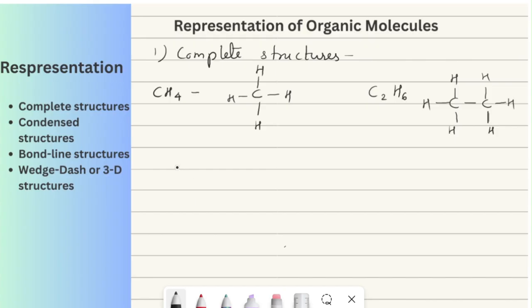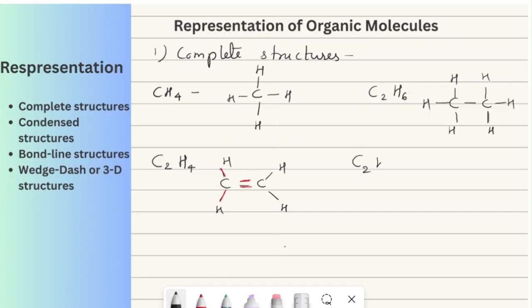A molecule can even have a double bond, like in the case of C2H4. Then how do we write complete structures for such molecules? First, you write down the carbon-carbon double bond and then you write the hydrogens on the carbons like this. So you can observe carefully here, the carbon is bonded to 2 hydrogens and doubly bonded to the other carbon. That means the valency is still 4.